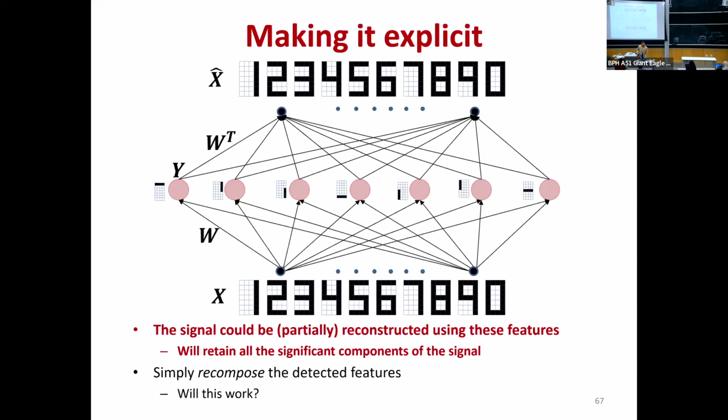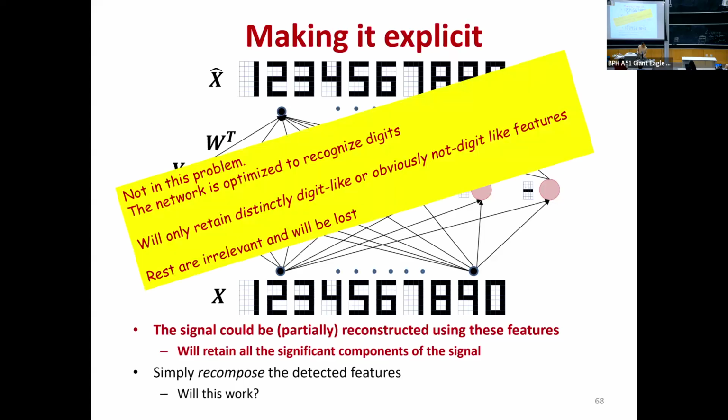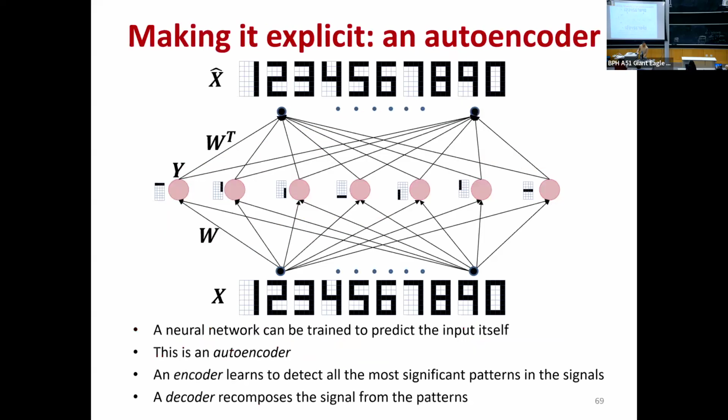Okay, so now here, I'm only going to be reconstructing those features that are relevant to classifying digits. But if I am actually more interested in reconstructing the input itself, then what would I do? In this problem, the network is optimized to recognize digits, so it only retains distinctly digit-like or obviously not digit-like features. The remaining features would be irrelevant or would be lost. But I can try to make this explicit. I can say, learn my features so that when I put them back together, I will actually reconstruct the input.